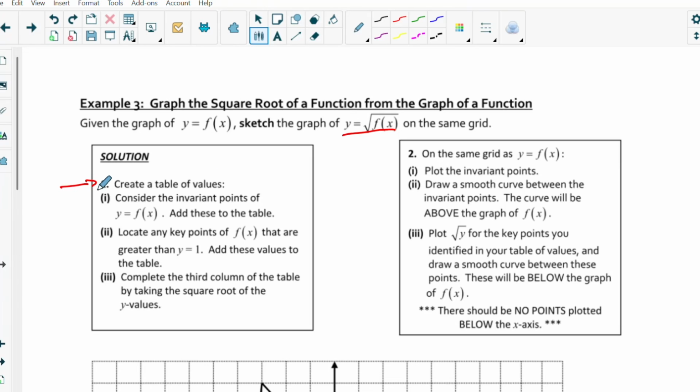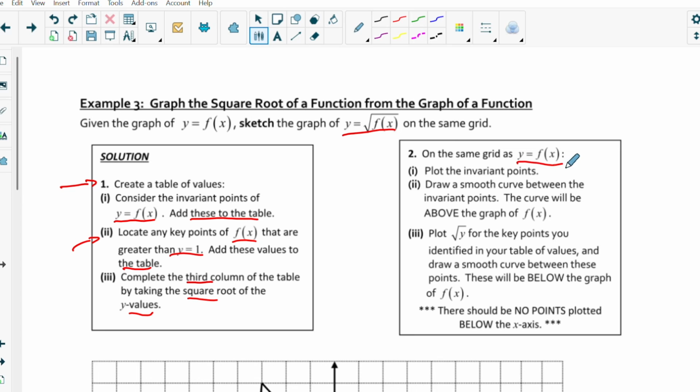Create a table of values. Consider the invariant points of the function, add these to the table. Locate any key points of f of x that are greater than y equals 1 and add these to the table. Number 3, complete the third column of the table taking the square root of the y values.